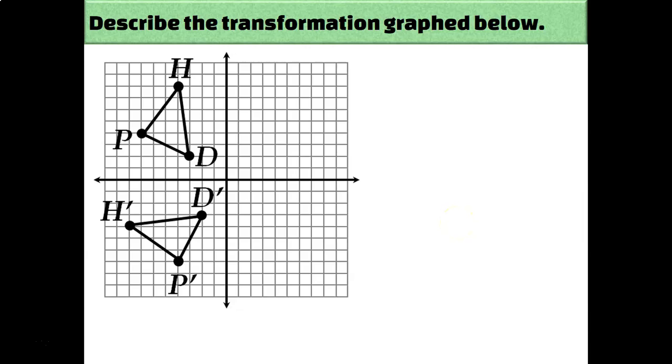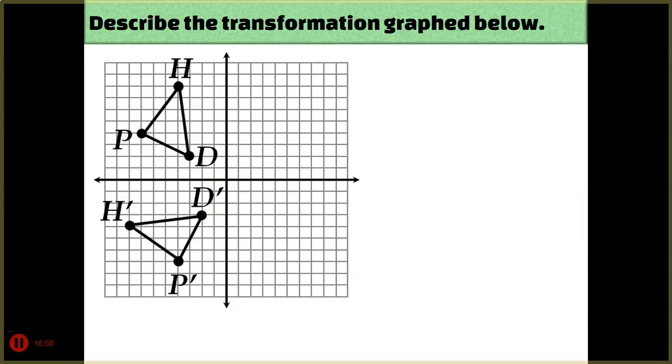What do you think about our next transformation? The image and the pre-image are in totally different orientations, right? H was on top, but then it's on the left. P was on the left, but then it was on the bottom. D was on the bottom, but now it's on the top. So we're all over the place in our orientations. So that means that it's either a reflection or a rotation.